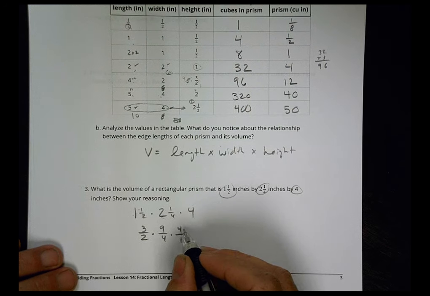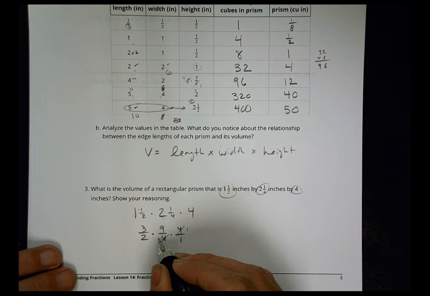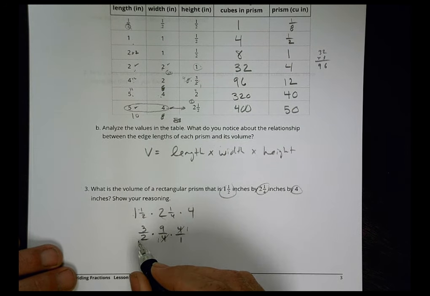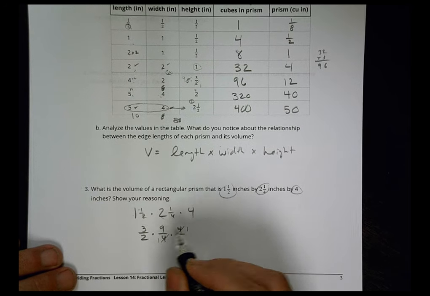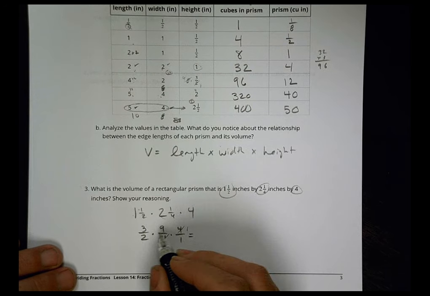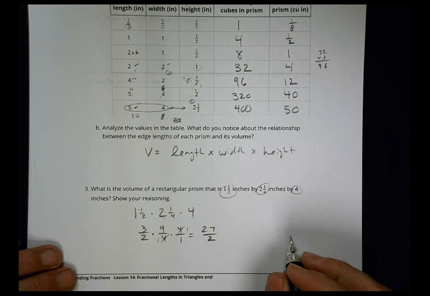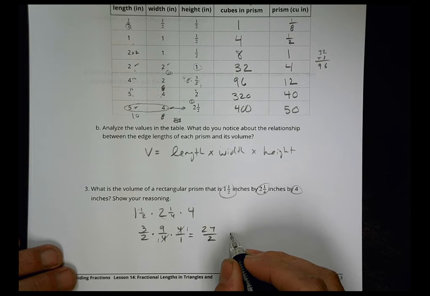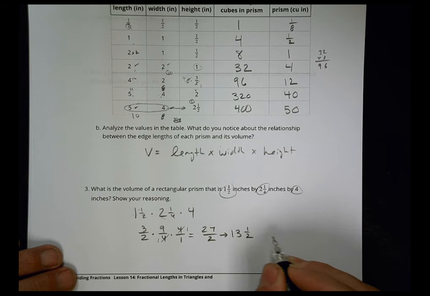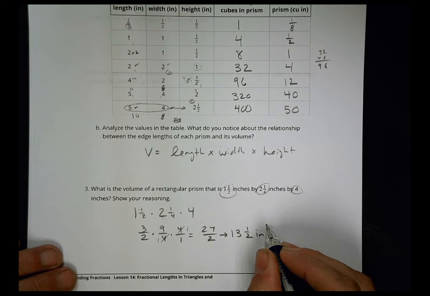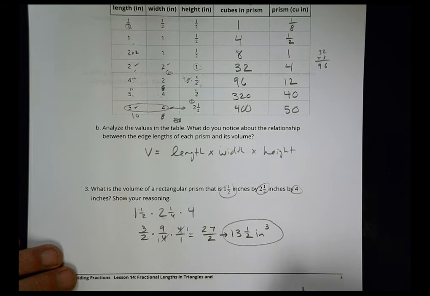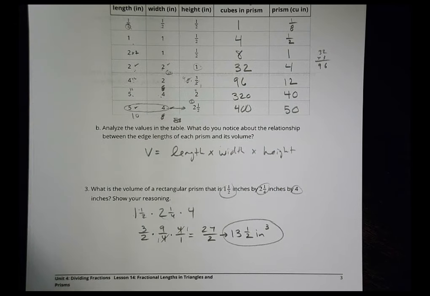So now we can reduce here. That becomes 1 and 1. I can't reduce with 9s and 2s and 3s, so it stays what it is. So 9 times 3 is 27 over 2. And 27 divided by 2 is going to be 13 with 1 left over. So 13.5 inches cubed becomes the volume for something like that.